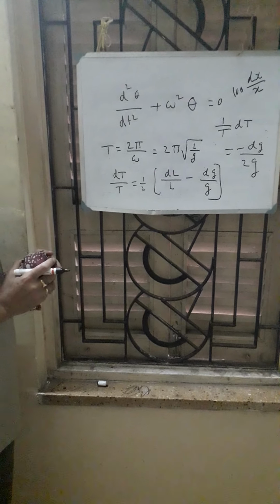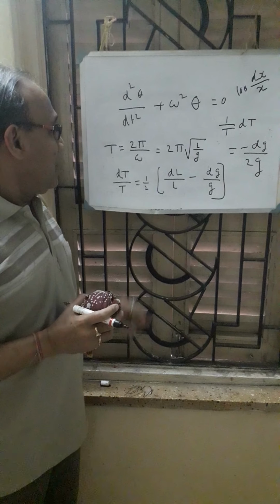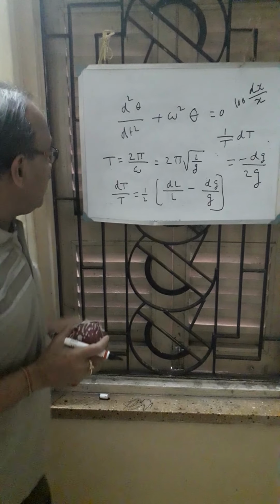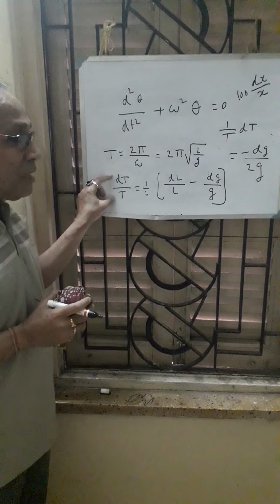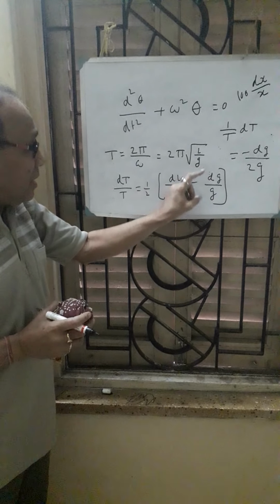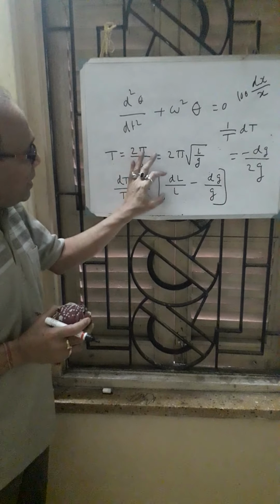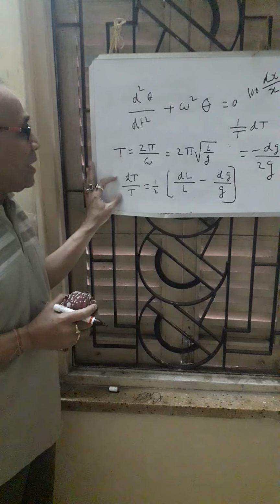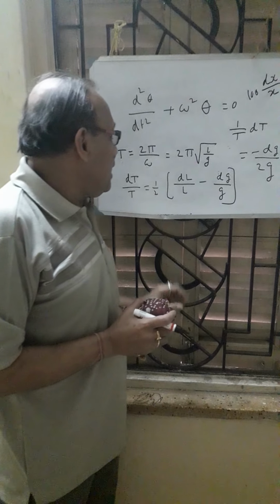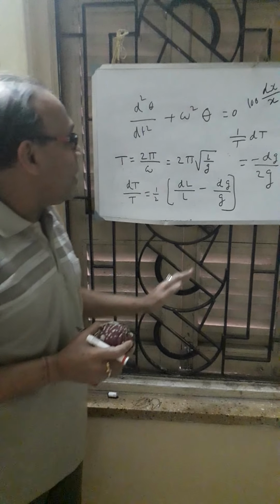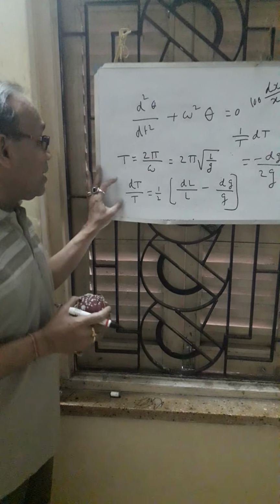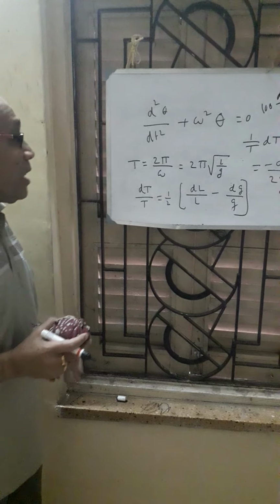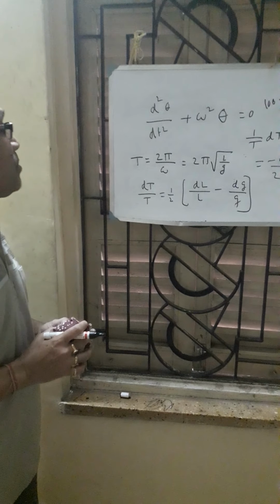This is all over we get. Third, if dl by L is greater than dt by t, then relative error is positive. If dg by g is greater than dl by L, relative error in measuring t is negative. If dl by L is somehow numerically equal to dg by g, then it is 0. We have to go to the third order, and then calculus of variation, a very important subject, comes.